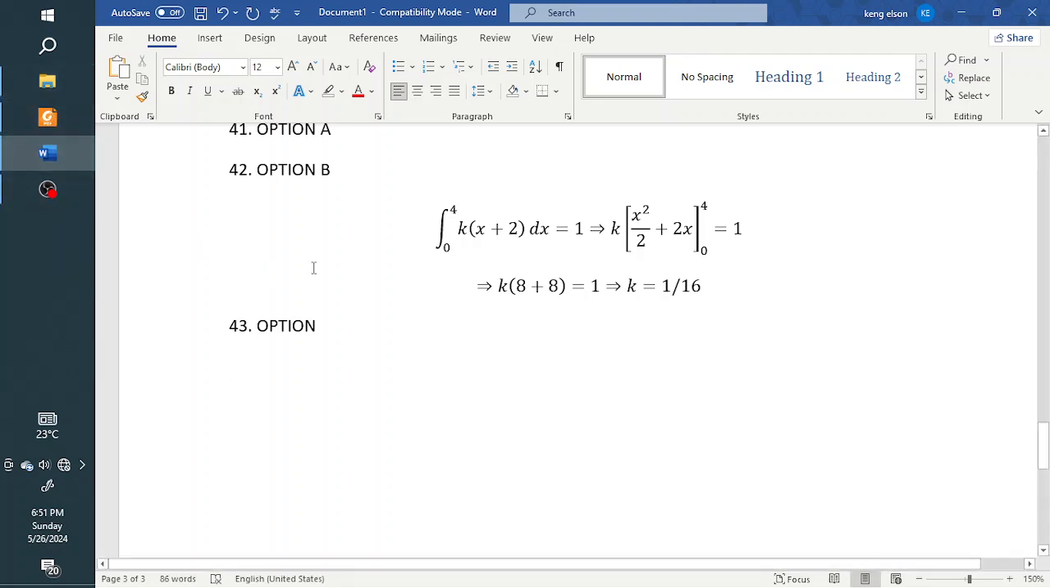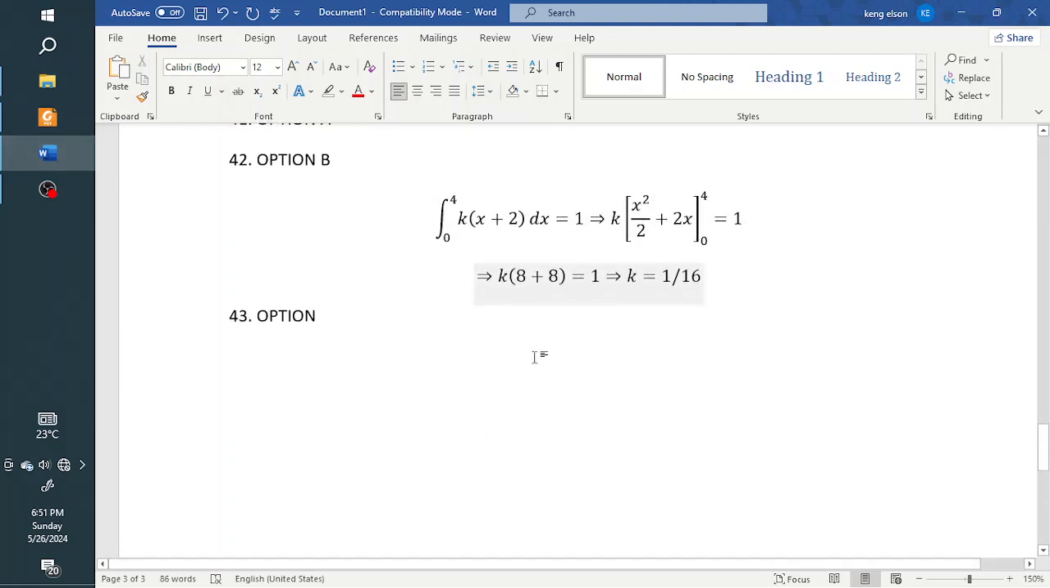Now let's go to 43. Please, if I made any mistake, try to indicate it in the comment section. I might have made a mistake, and I want you to verify if there is any mistake with the integration process or whatsoever.